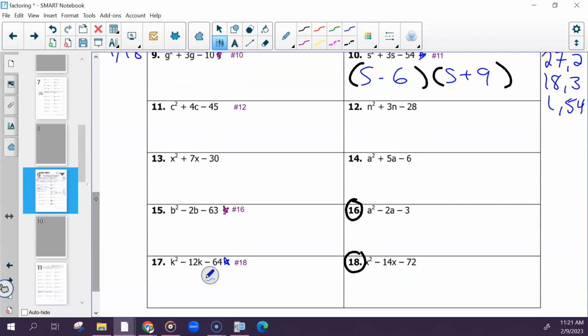Let's do one more of these and then we'll change to a different type. Let's do 14. So what are your factors of 6? 2 and 3. And 1 and 6. Now, if one of these has to be negative, which ones would add together to give us 5? If we made one negative.